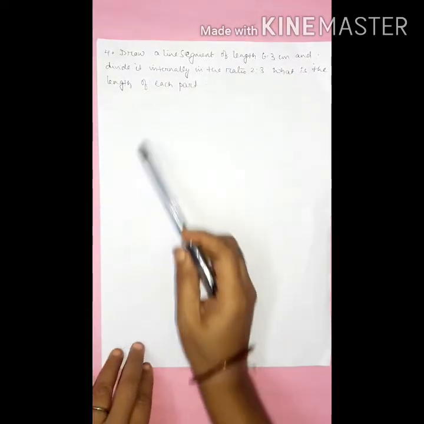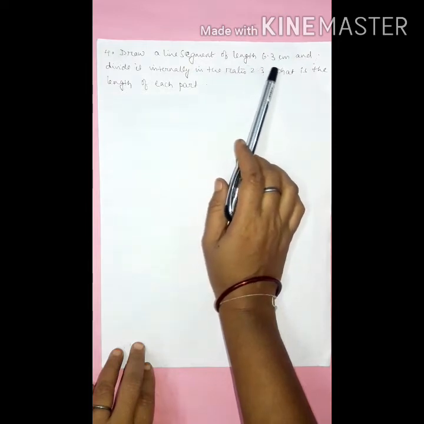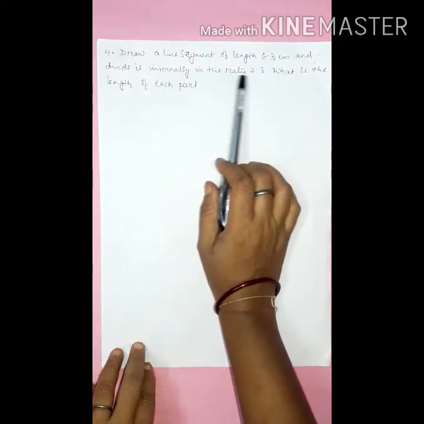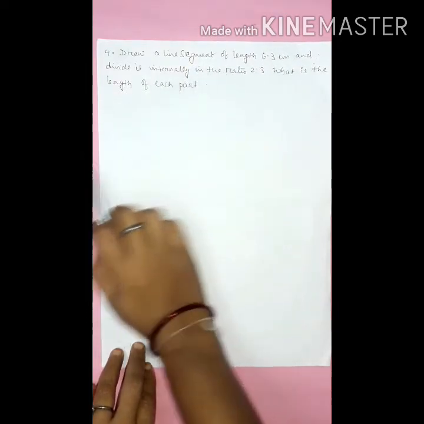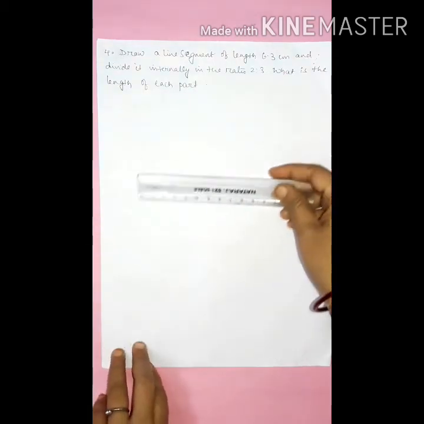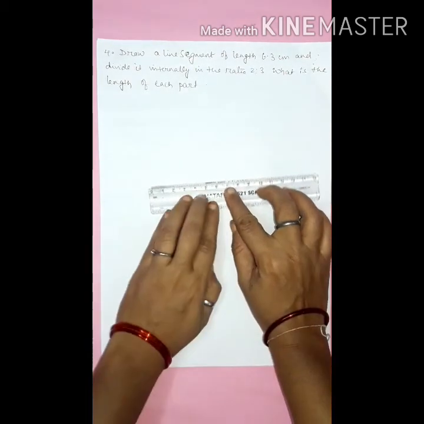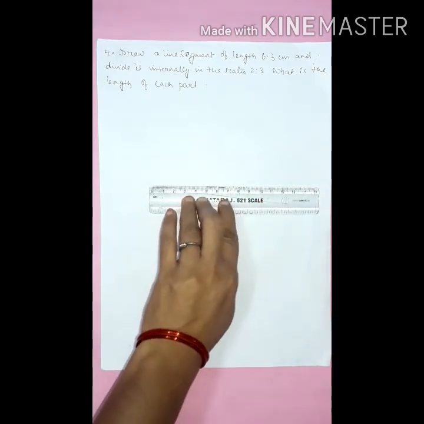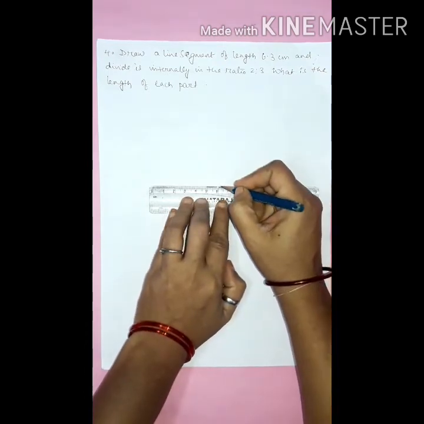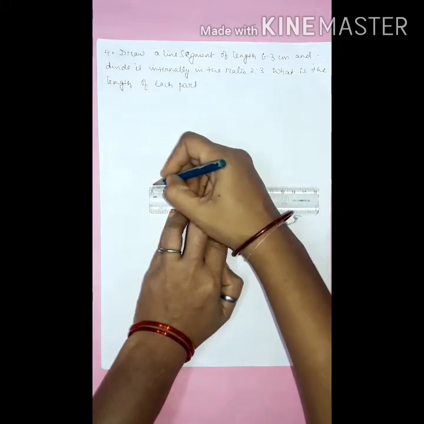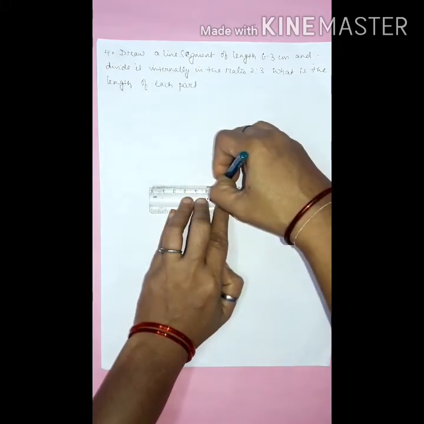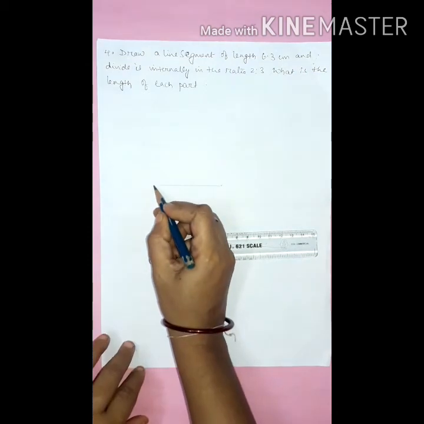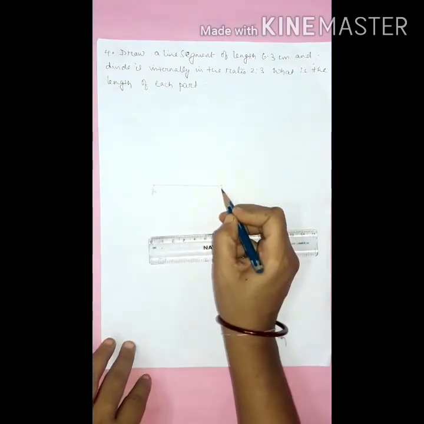So question number 4. Draw a line segment of length 6.3 cm. Divide it internally in the ratio 2:3. What is the length of each part? Like the previous question, we construct the same but here we also have to measure each part. So what is that? The 6.3: after 6, we take 3 small divisions. From 0 to start, this is 6.3. Name this A and B.